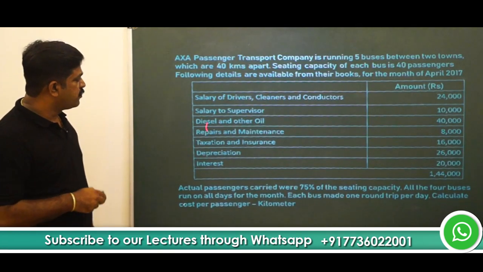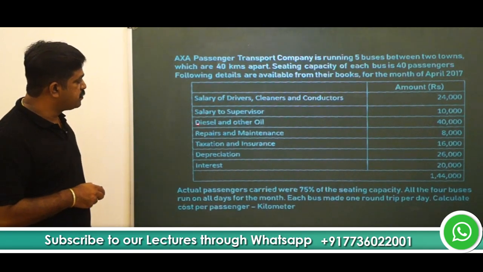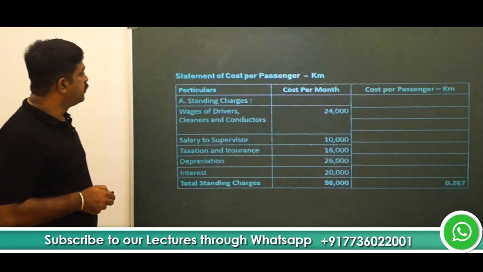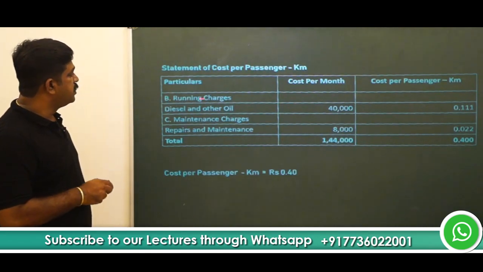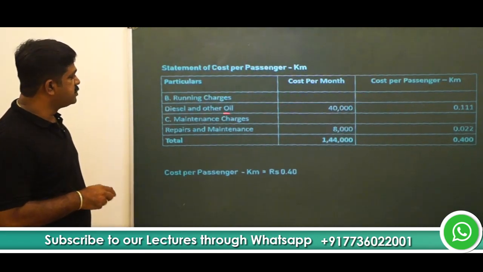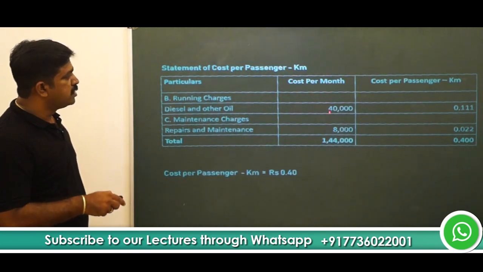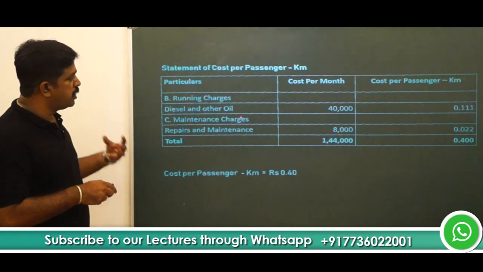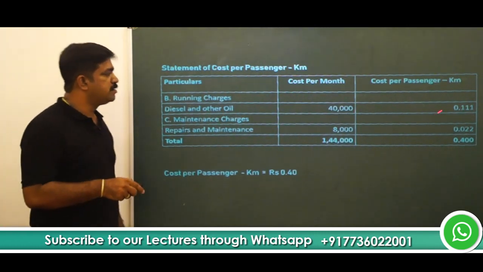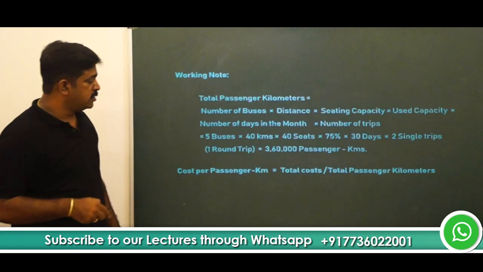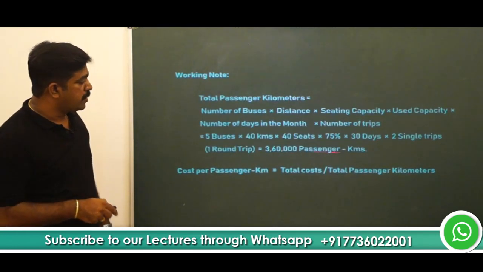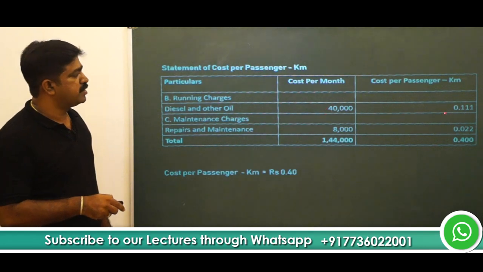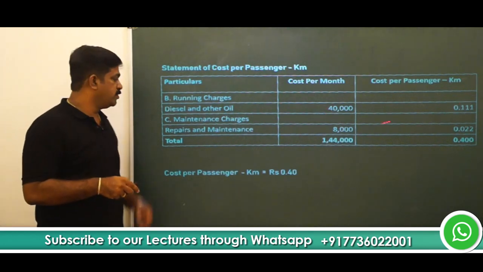Next, we'll focus on running charges. It's basically the diesel and other oil of 40,000, that is the running charge. So we'll put that here. Item B, running charges. In that we have diesel and other oil 40,000. And if you want to know the diesel and other oil charges per passenger kilometer, divide by passenger kilometers, that is 3,60,000. So what you get, 40,000 divided by 3,60,000, it is 0.111.